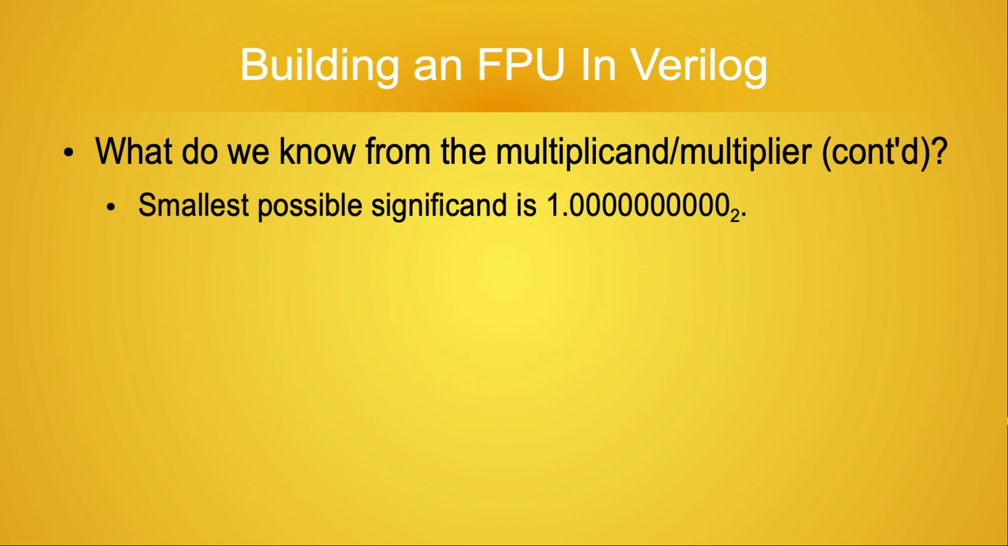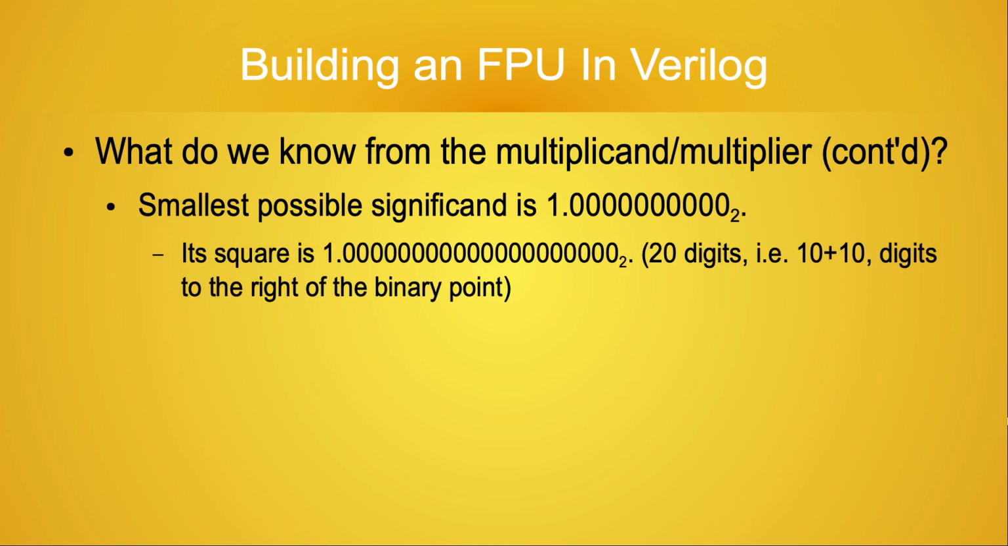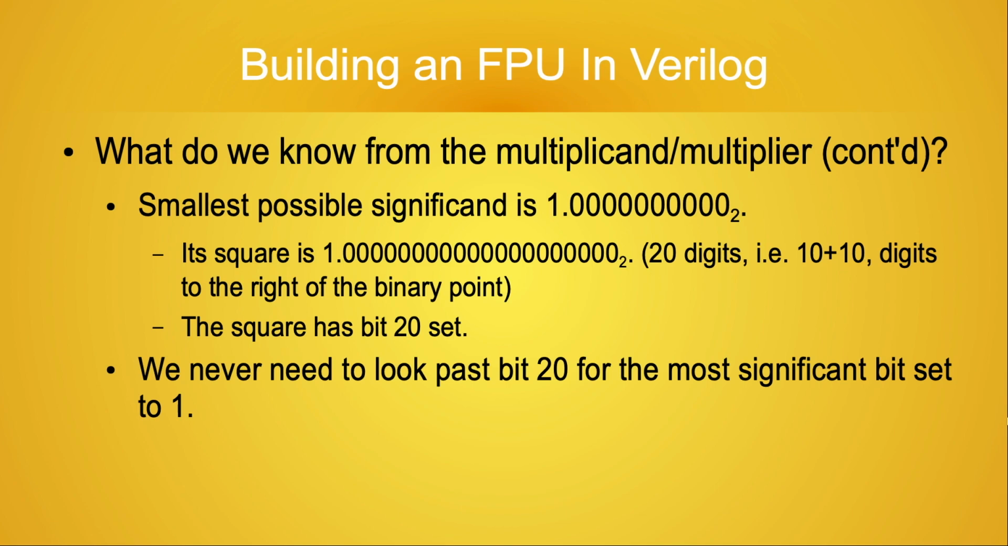The smallest possible significand value is 1.0000000000. If we multiply this number by itself, the product is 1.00000000000000000000. Here the most significant bit set is bit 20. This means that we never have to look past bit 20 to find the most significant bit of the product, which is set to 1.